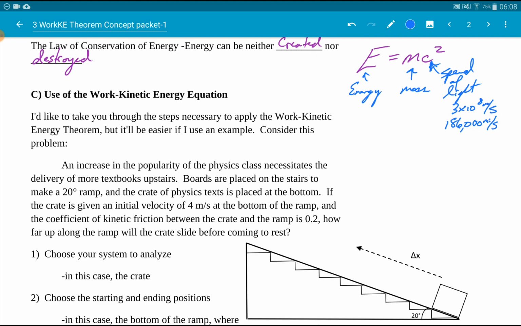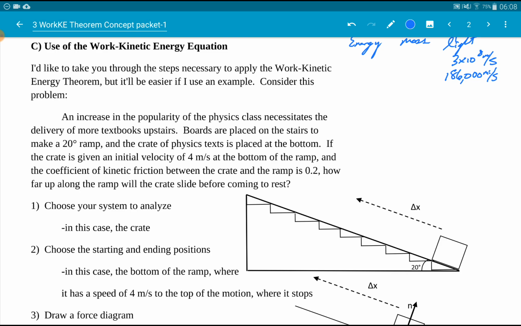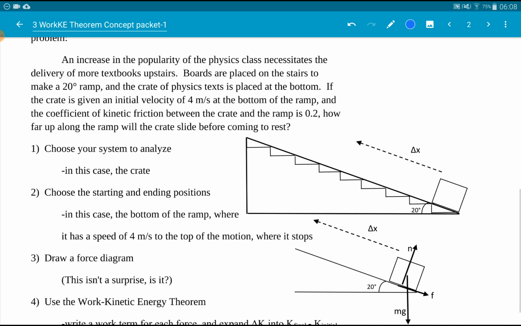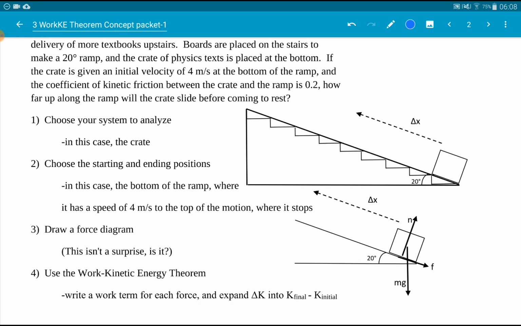Okay, using the Work-Kinetic Energy Theorem, let's get an actual example here. We're going to take some steps to go through, and we can see this concrete example of what's going on here. So we need to deliver some physics textbooks upstairs, so we make a nice big ramp on top of the stairs. These are the stairs going down there, and here's the nice big ramp, and we're going to push that crate of textbooks up there. It's a real ramp and everything, so we actually have friction going on, and the crate is given an initial velocity of 4 meters per second at the bottom of the ramp, with some coefficient of kinetic friction, since it's sliding along. How far up the ramp will the crate slide before coming to a rest?